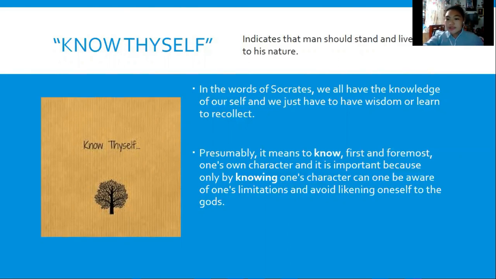So in the words of Socrates, we all have the knowledge of ourselves, and we just have to have wisdom or learn to recollect. We all know our name, our age, our address, our parents. So it's up to us if we will also collect other information about us from other people. Gaining knowledge plus experience equals gaining wisdom. Presumably, it means to know, first and foremost, one's own character, and it is important because only by knowing one's character can one be aware of one's limitations and avoid likening oneself to the gods. So if you know yourself, you will know how to limit yourself.